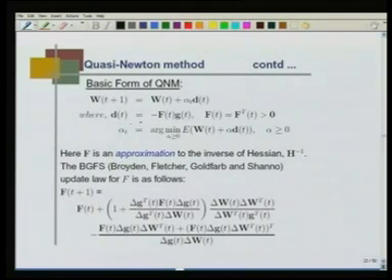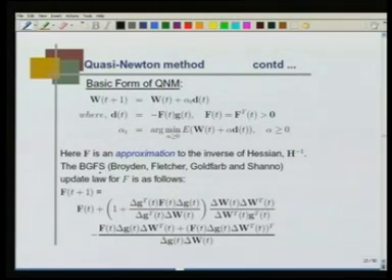So, dt is minus ft gt, and this alpha t is selected in such a manner that if I put in the argument of E with W an additional term alpha dt, then this is minimized for alpha greater than or equal to 0. So, what we try to find out is that alpha for which this cost function is minimum. Okay. Here f is an approximation to the inverse of the Hessian, H inverse.